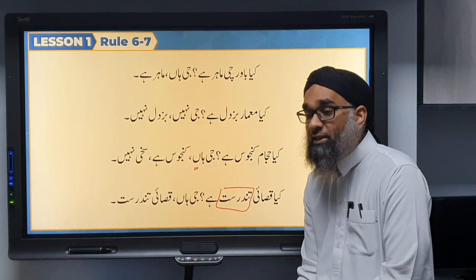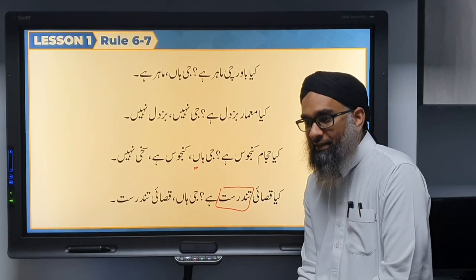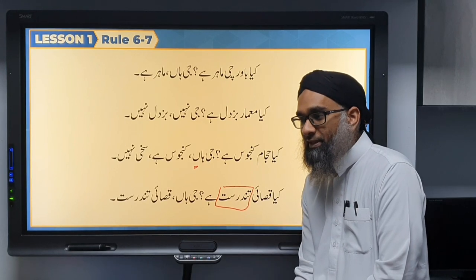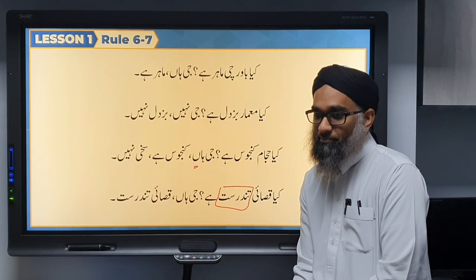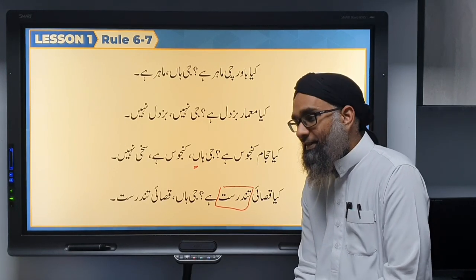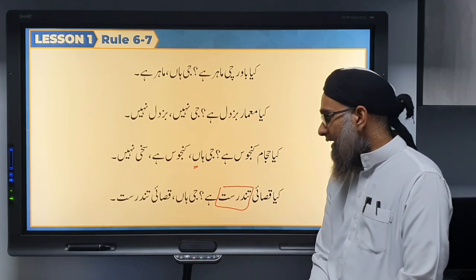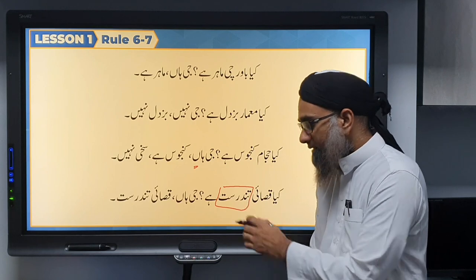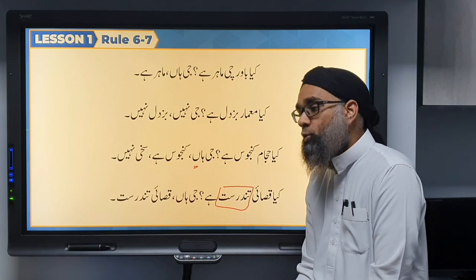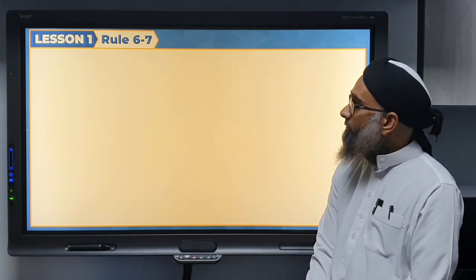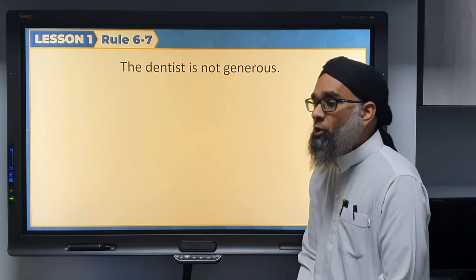So man means mind, soul, spirit. And tan, body. So tandurust? Good body. Correct body. You get it? From Persian. Tandurust. So, the butcher is tandurust. The butcher is what? Tandurust. Healthy. Okay.